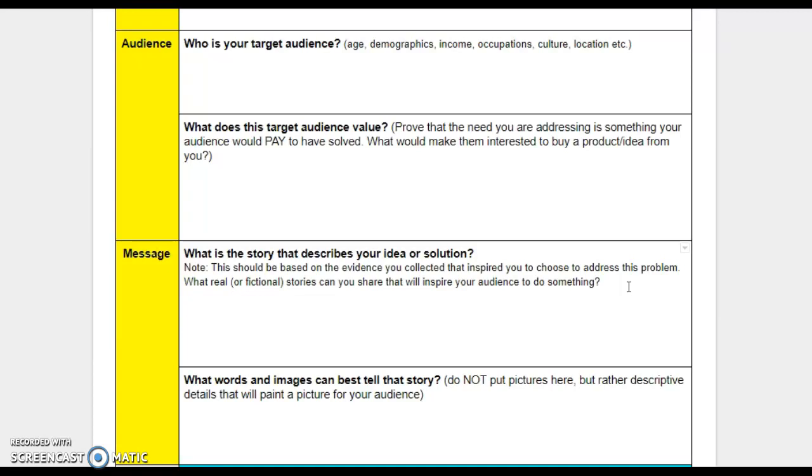And so words and images that can best tell that story, I might describe that older individual as despondent or terribly lonely or something along those lines, as opposed to how they will feel once they have my idea or my solution or my product, which would be that they will feel connected and loved and worthwhile and whatever. You're trying to paint a picture of what people are going to feel like, what they're going to think, what they're going to see. You could describe how they're going to feel when they see your product or experience your service for the first time. So you really want to be specific there in terms of your language.